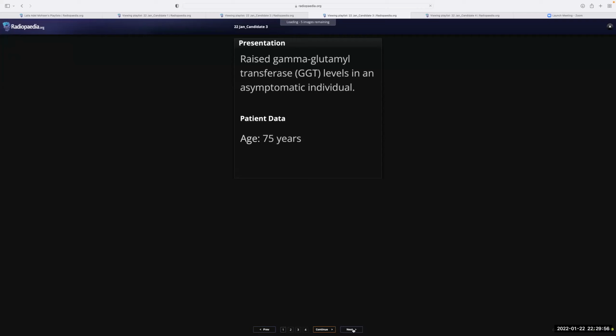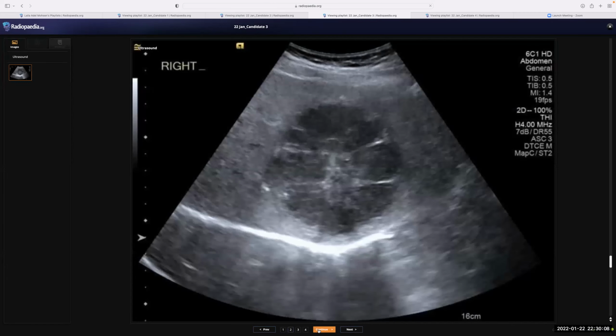Thank you. Well, this is a 75-year-old patient with raised gamma glutamyl transferase levels, an asymptomatic individual. I've been provided with the ultrasound image. I think it is a transverse image. Most probably it looks like a liver. The surrounding texture belongs to the liver, and here is a very well-defined, rounded hypoechoic structure, which includes septations within it. So it is a multi-septated cystic lesion, because it also has posterior acoustic enhancement.